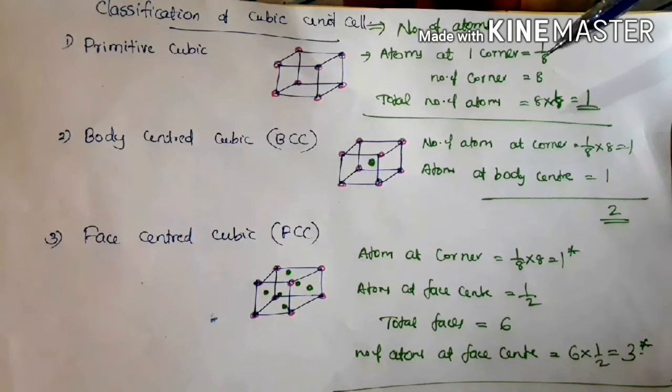The contribution of one atom present in the corner is 1/8. We can explain it. Now you see, how many corners are here? 8 corners are here. Therefore, the number of corners is 8.